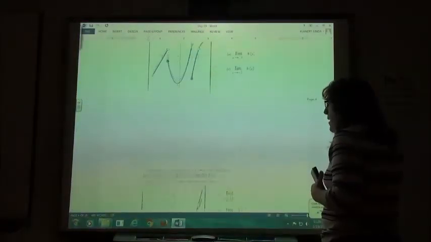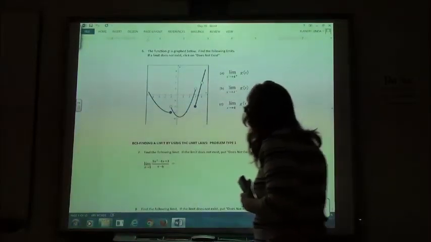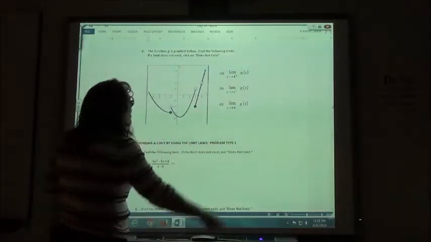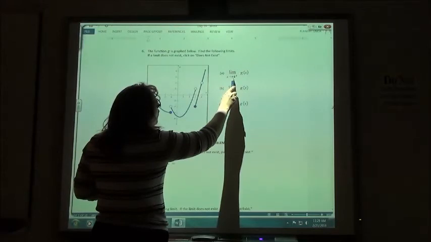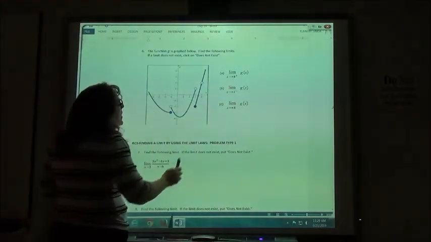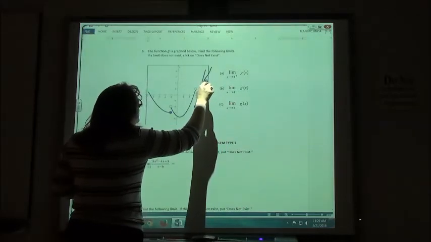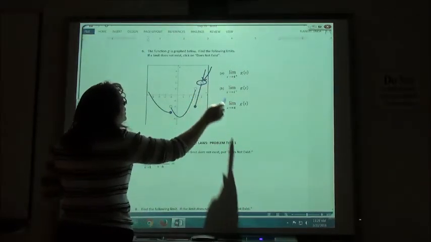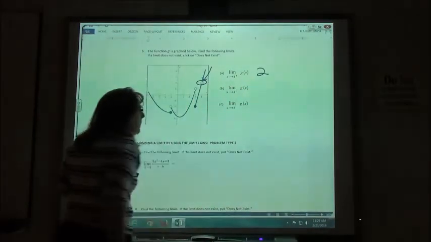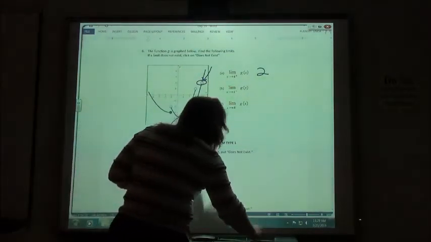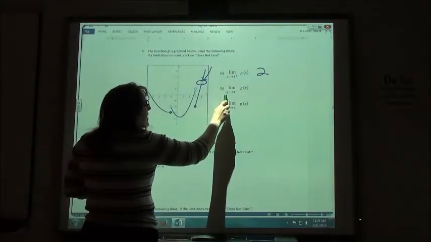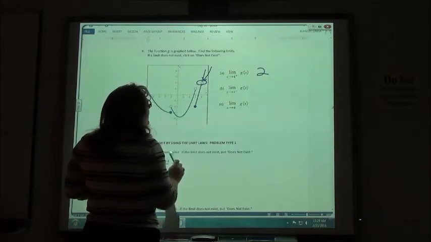On my third one here, I have a function g. I'm going to say as x approaches 4 from the positive direction. So from the positive direction, here's my 4. I'm coming this way, and so I'm approaching 2. On the second part, as x approaches 4 from the negative direction.